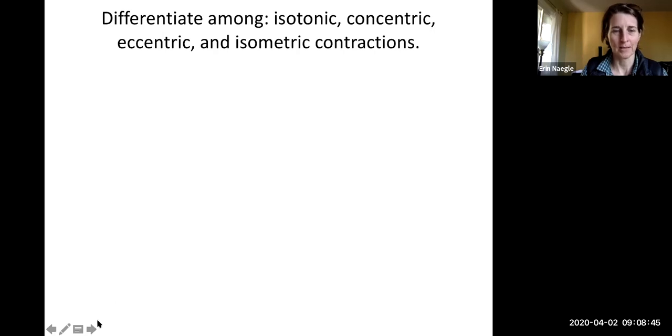I'm going to hit pause, and in lecture 2 we'll come back to differentiating among isotonic, concentric, eccentric, and isometric contractions of the muscles, and talk about how muscles get their energy and what happens when we exercise muscles. Until then.